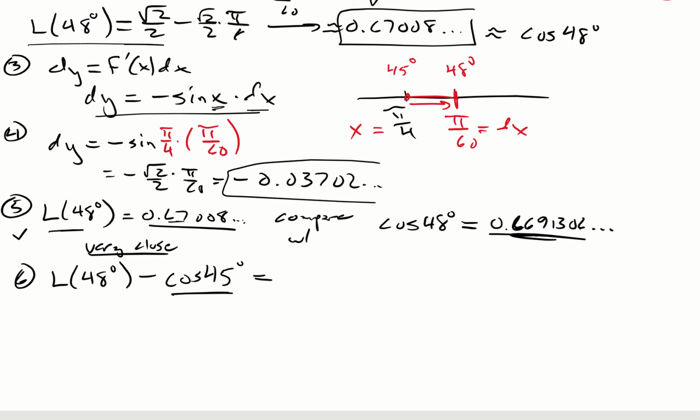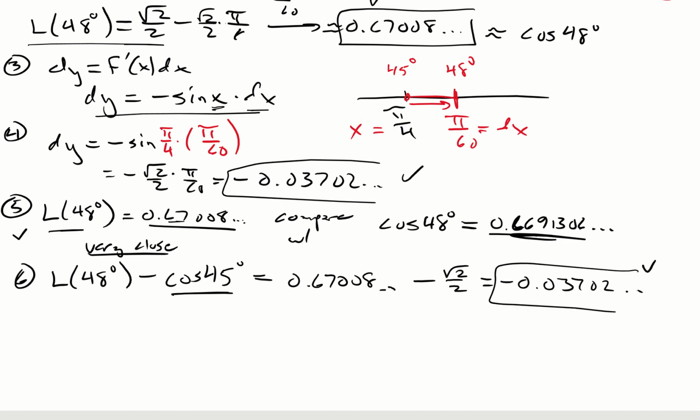When I compute it, this is equal to 0.67008 and all that stuff, minus radical 2 over 2. I computed it and got, guess what, negative 0.03702 or whatever. And it is identical, of course, to dy. So dy is equal to the change along the tangent line.